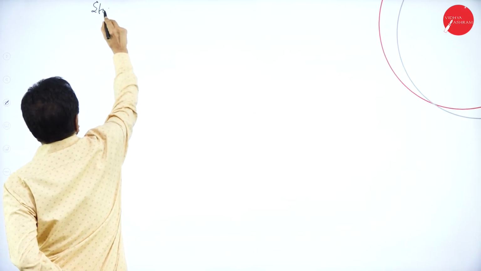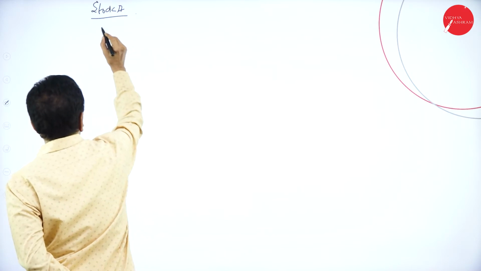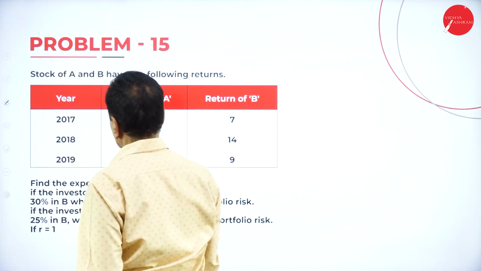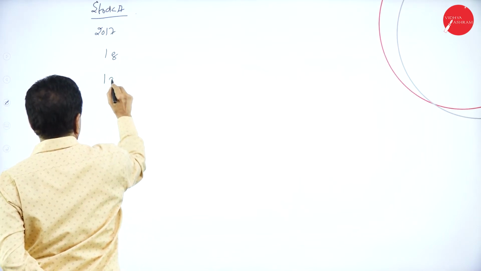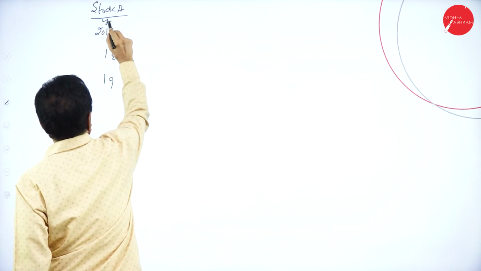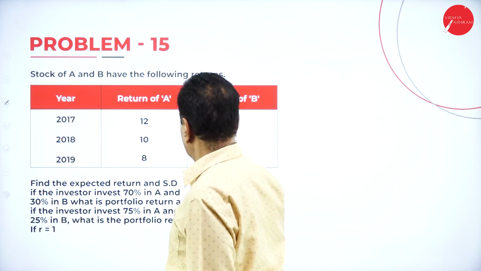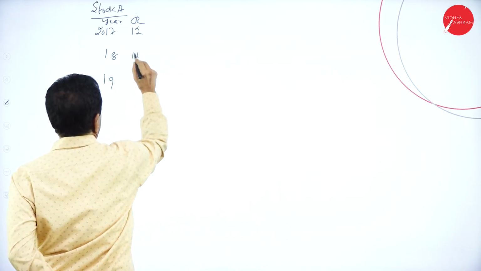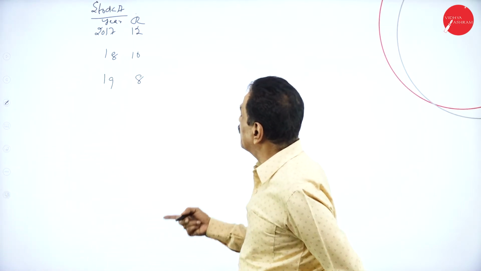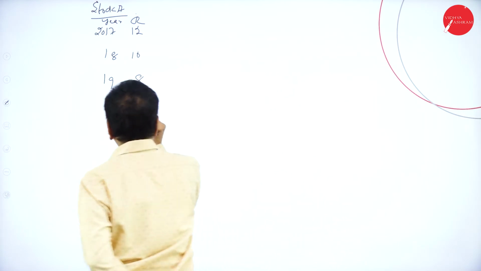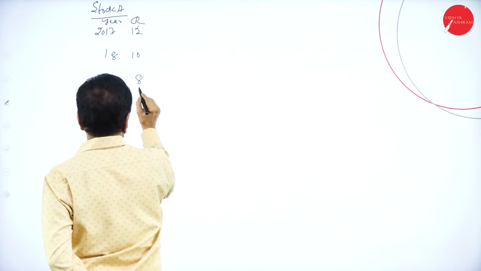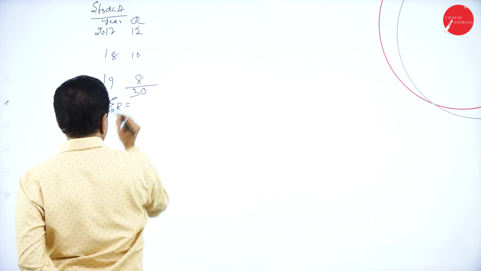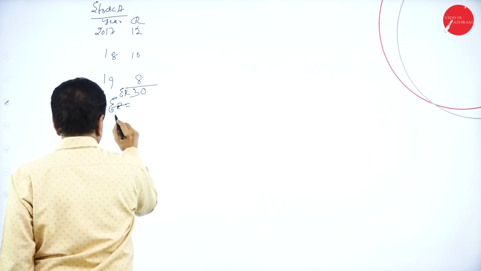Stock A. Returns. Year: 2017, 18, 19. Returns: 12, 10, 8. This is the return. Expected return is equal to add and divide. Add the figures. This is sigma R. This is called average return.